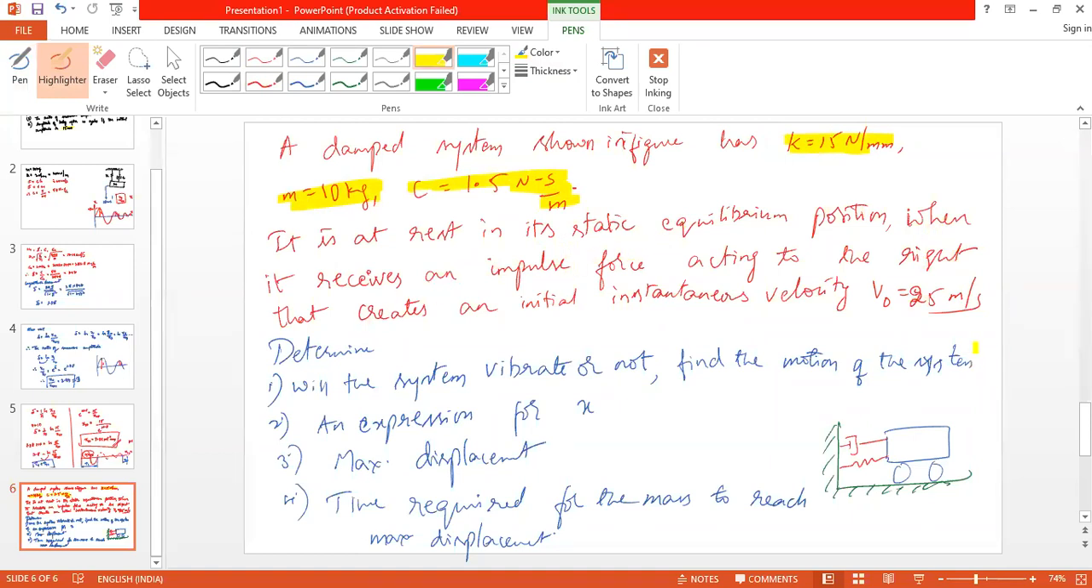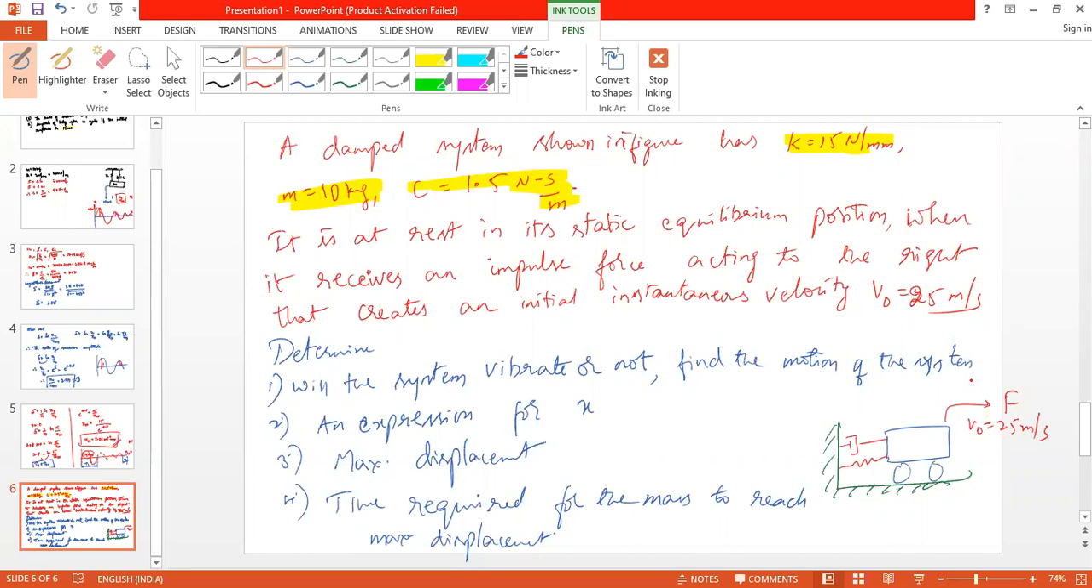When it receives an impulse force F acting to the right, that creates an initial instantaneous velocity V naught equal to 25 meters per second. Instead of giving initial displacement, we are applying an impulse force so that it creates the initial velocity. So determine whether the system vibrates or not and find the motion of the system.